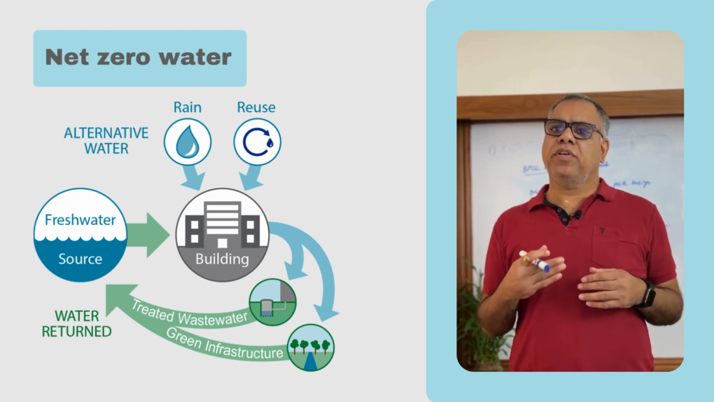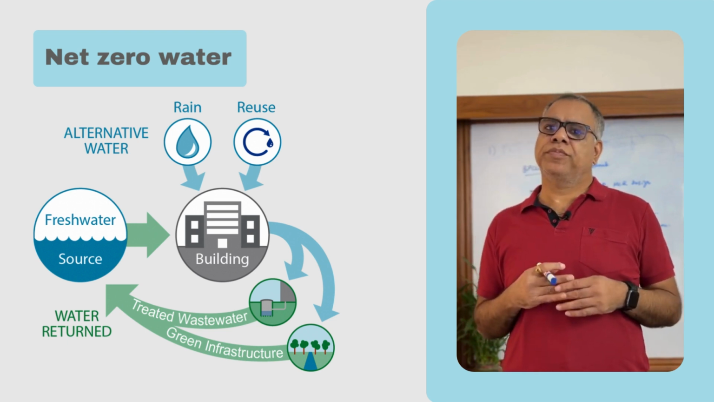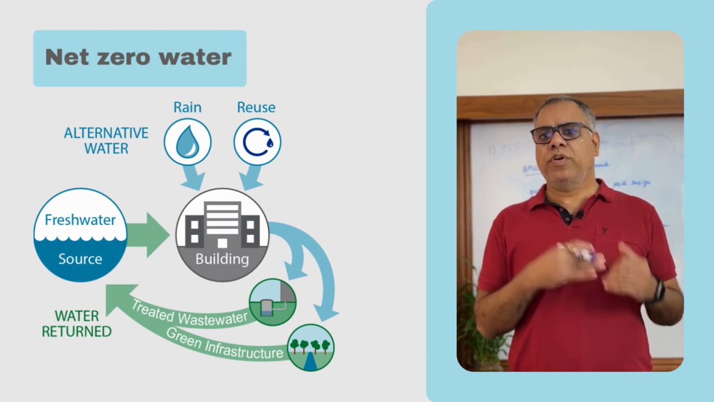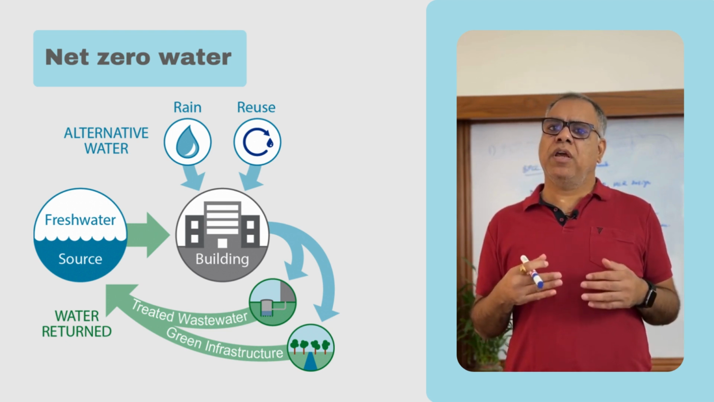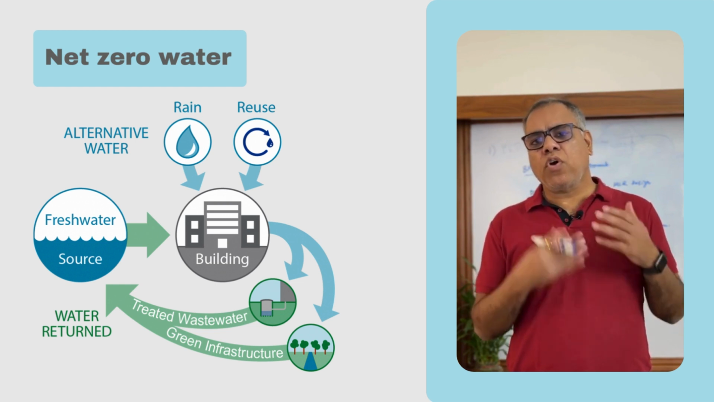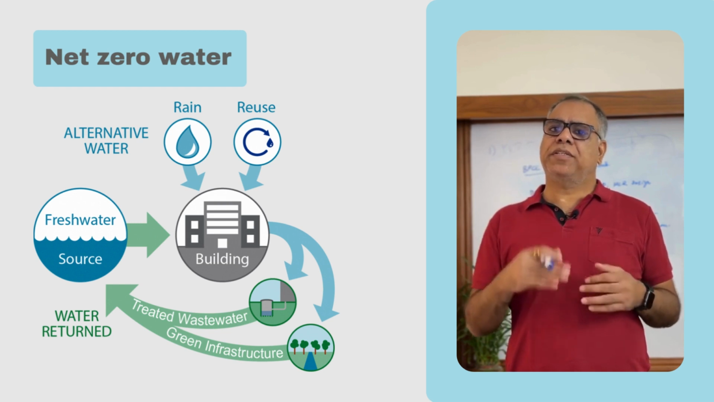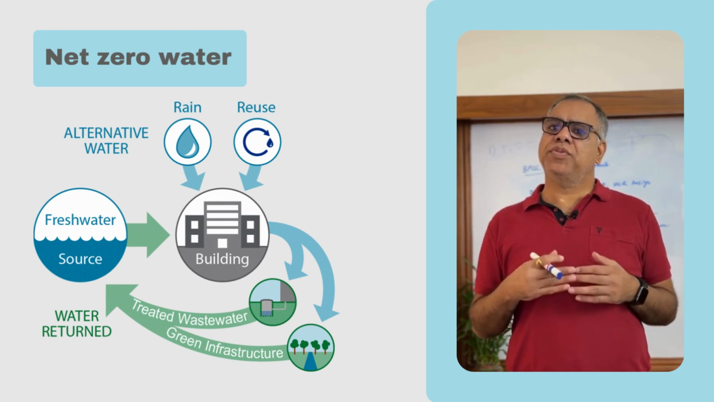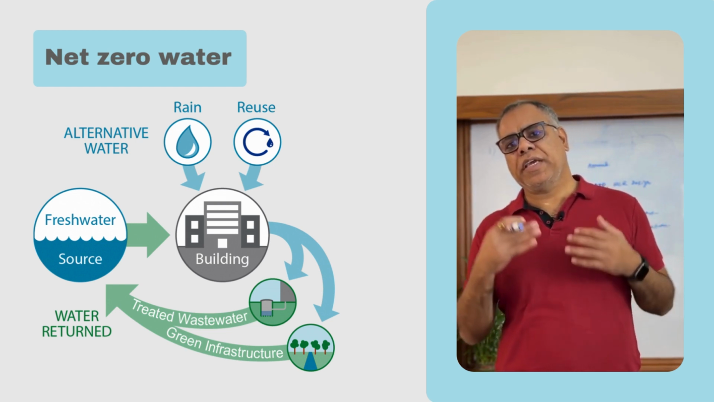For example, if you want to become net zero in energy, whatever energy you are consuming through the grid, if you are producing equivalent energy as a summation of on-site solar power generation and off-site solar power generation, that means you are able to achieve your net zero target in energy.